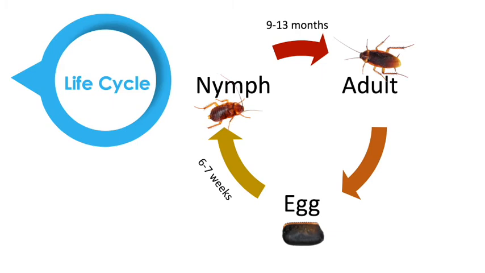The eggs take 6 to 7 weeks to hatch. Each female cockroach can produce 5 to 30 egg cases in their lifetime. The nymphs that emerge from the eggs are soft and white, but after exposure to air, they soon harden and turn brown. Nymphs have simple eyes and no wings.